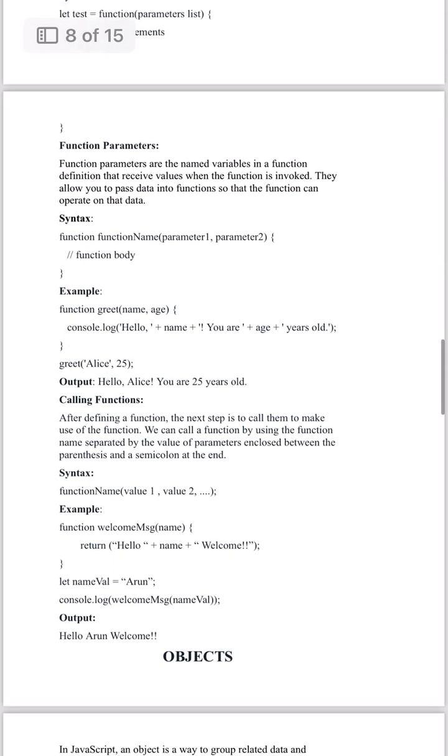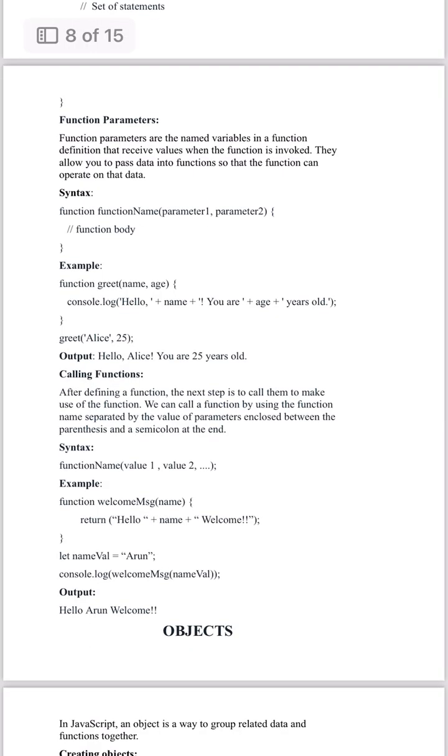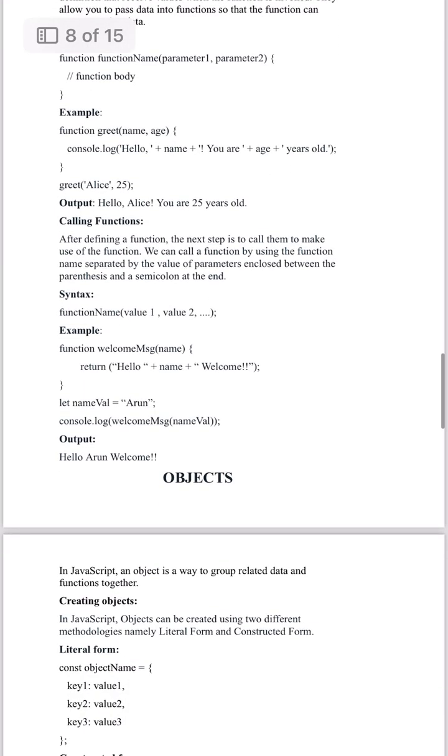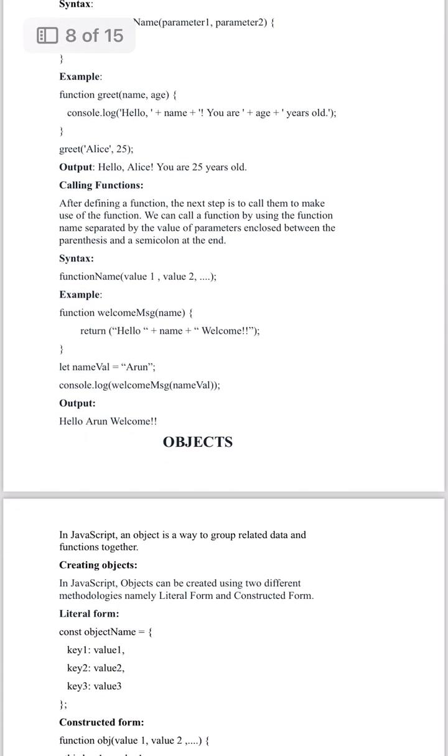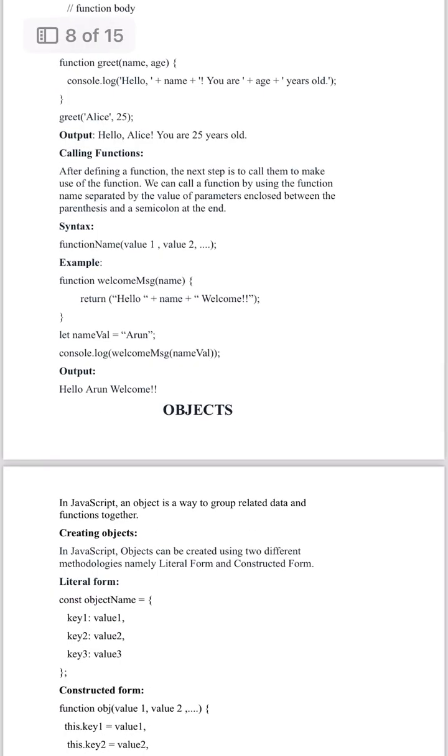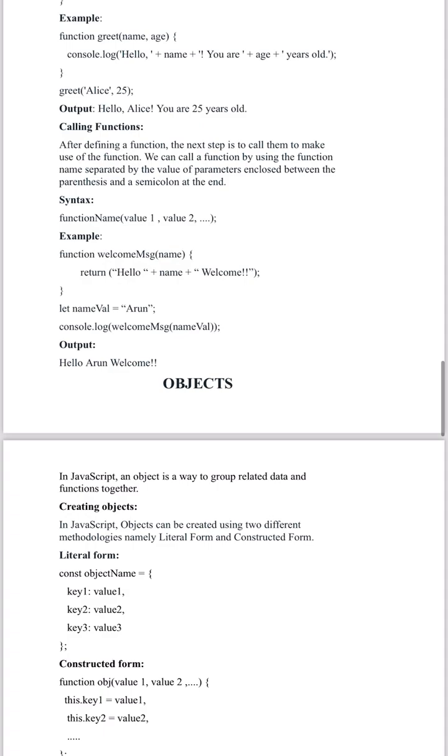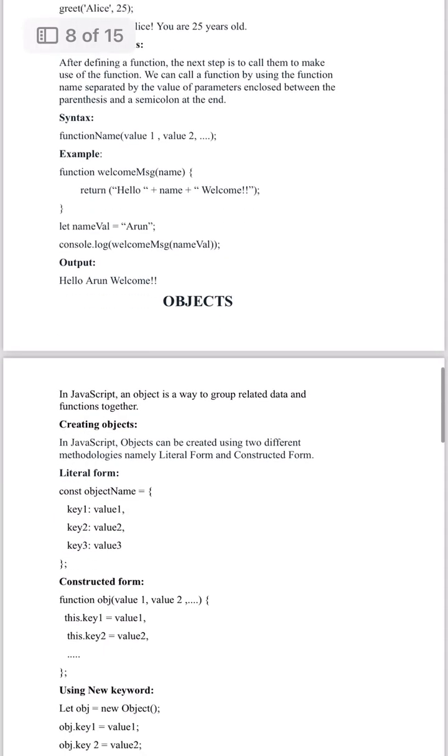Function parameters. Function parameters are the named variables in a function definition that receive values when the function is invoked. They allow you to pass data into functions so that the function can operate on that data. Calling functions. After defining a function, the next step is to call it to make use of the function. We can call a function by using the function name followed by the values of parameters enclosed between the parentheses and a semicolon at the end.